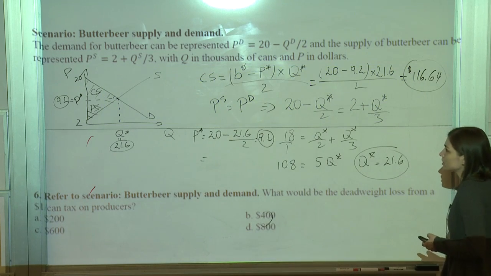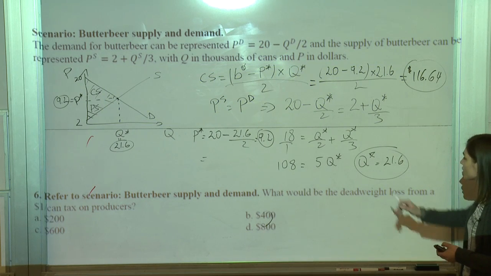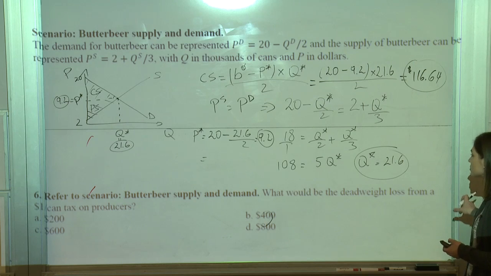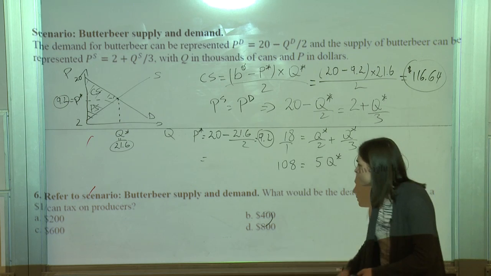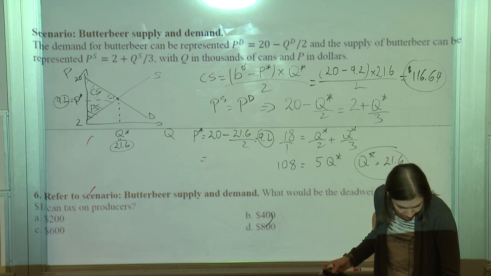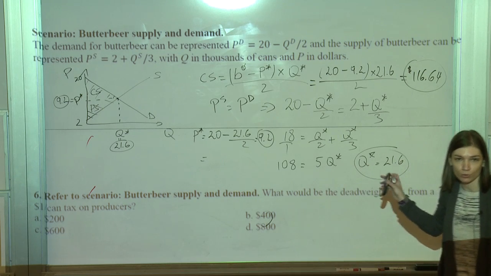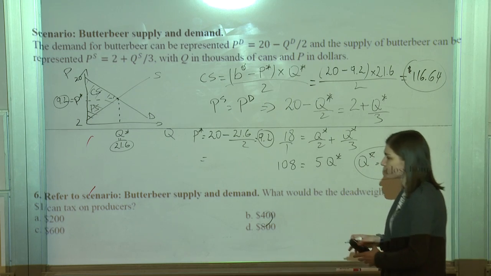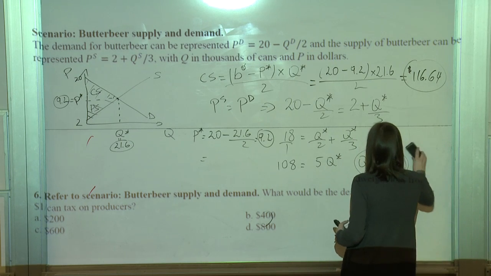All right. So the same scenario. Again, price and quantity. The question now is, what would be the deadweight loss from sales tax? You can see there. I'll read it out for you. So what would be the deadweight loss from a $1 tax on producers? So this says $1 tax on producers. All right. So we have the same scenario.